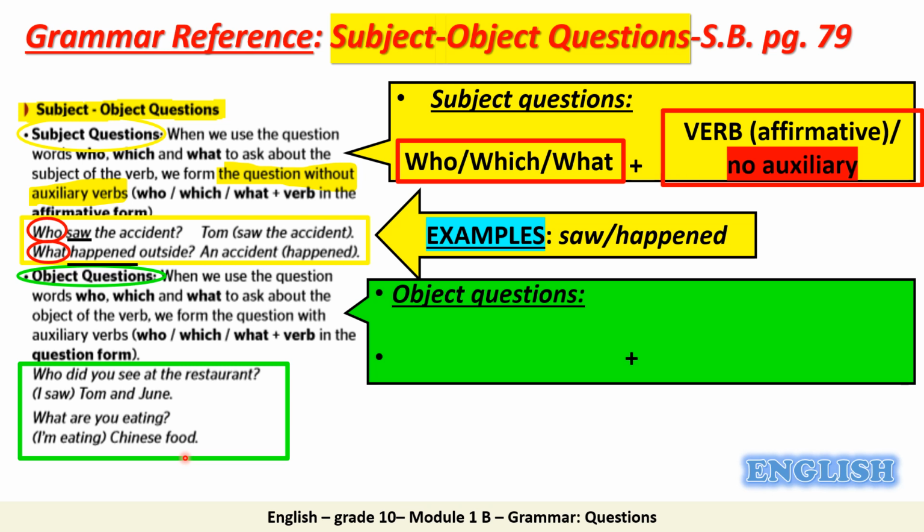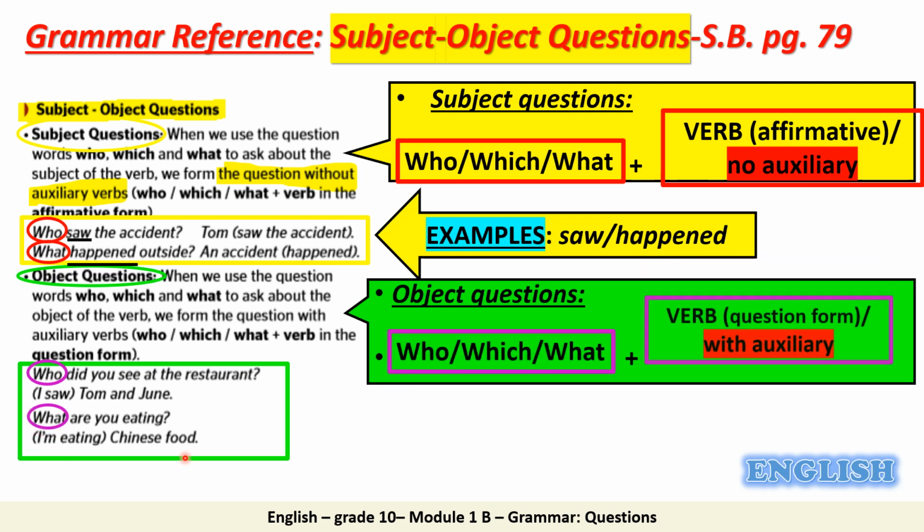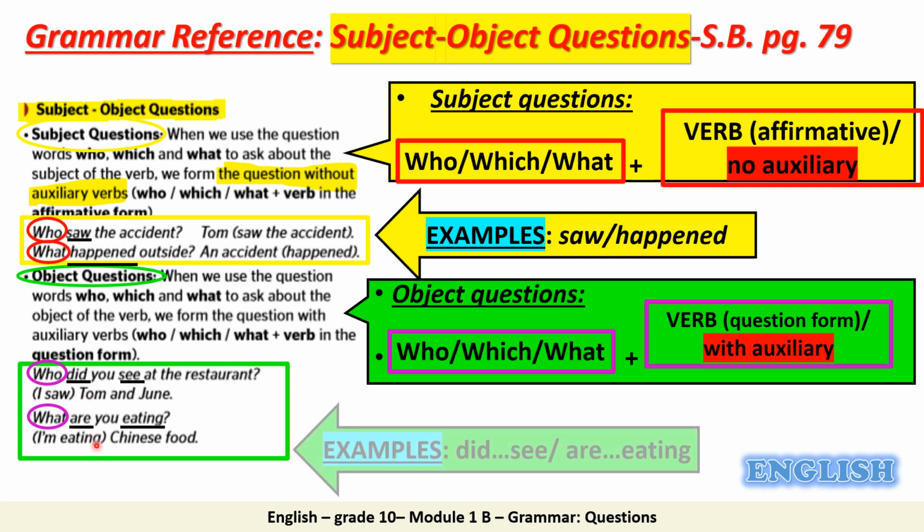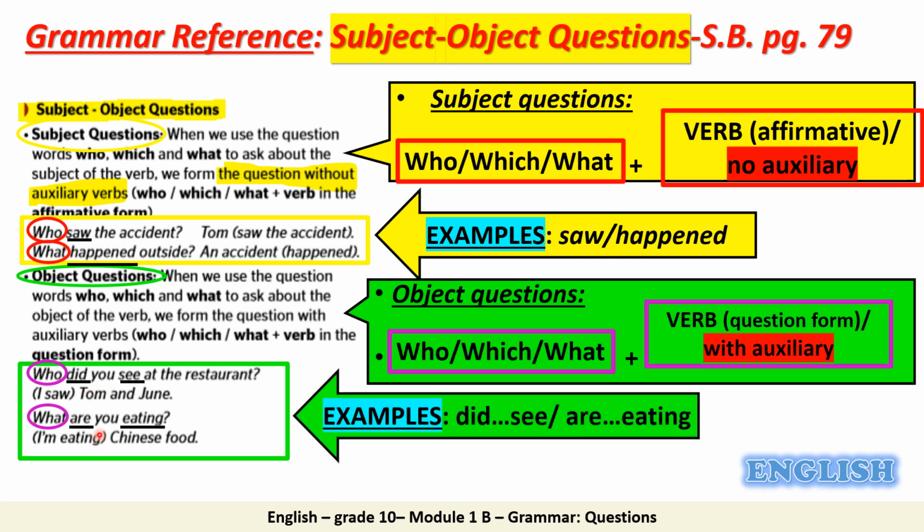How do we form object questions? By using one of the question words who, which, or what, plus the verb in the question form, which means with an auxiliary verb. Let's check together. Did, see, are, eating. Did and are are auxiliary or helping verbs. So, in order to form object questions, we need to have auxiliary or helping verbs.